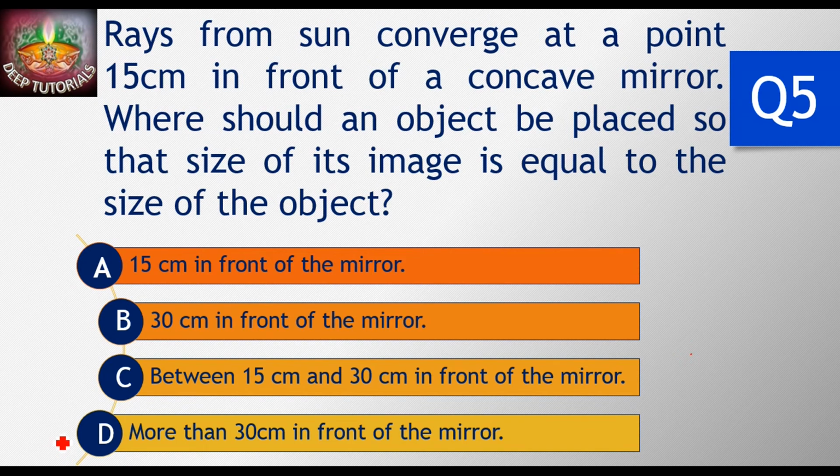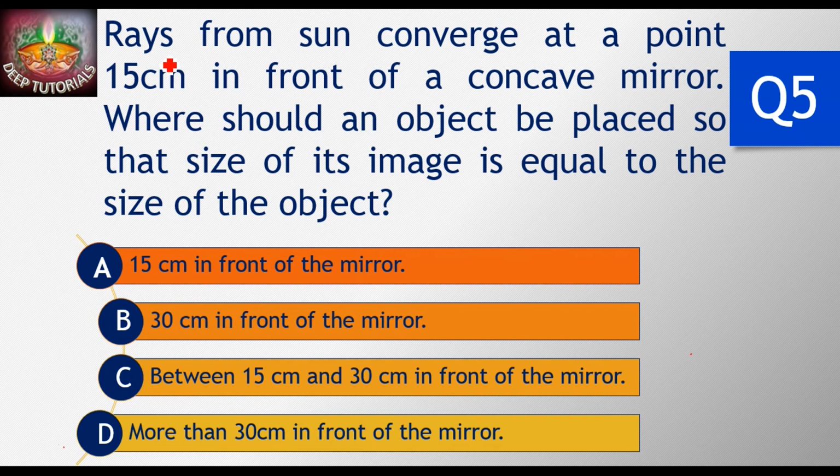Moving on to the last question of this case study. Question number 5. Rays from the sun converge at a point 15 cm in front of a concave mirror. Where should an object be placed so that the size of its image is equal to the size of the object? 15 cm in front of the mirror, 30 cm in front of the mirror, between 15 cm and 30 cm in front of the mirror, more than 30 cm in front of the mirror.